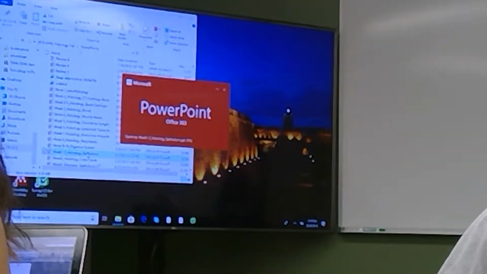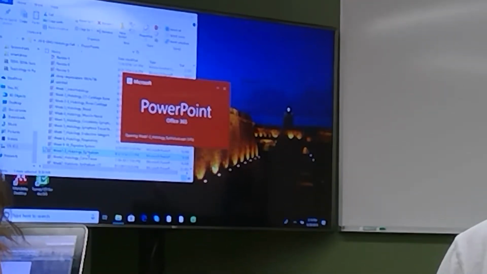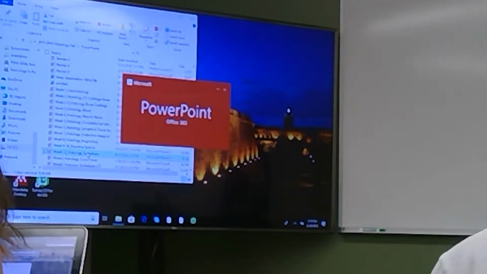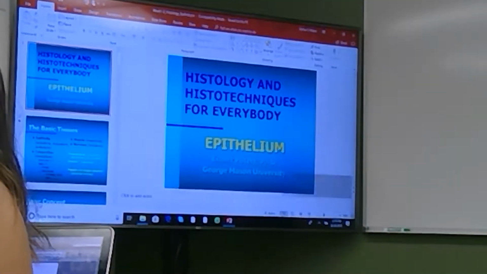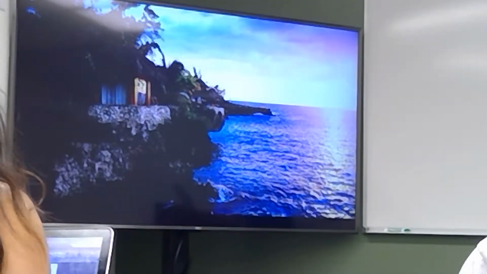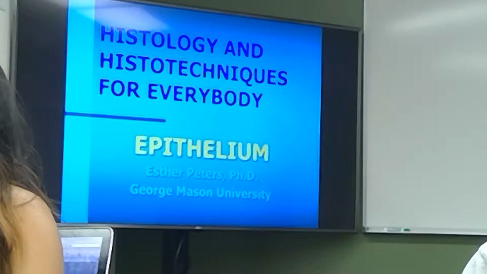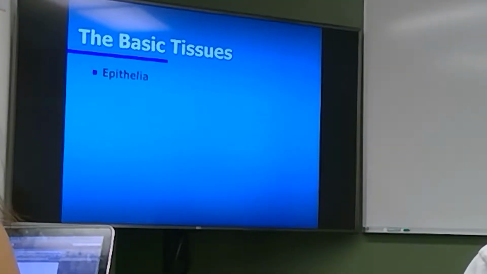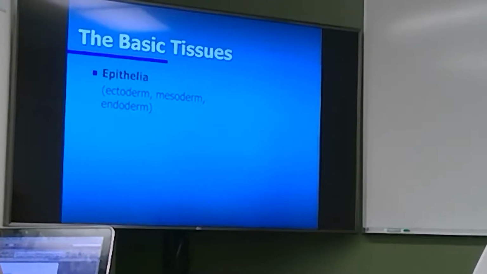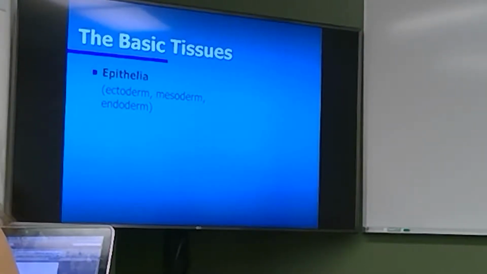So the first part of this course is to introduce you to four basic tissues. You will be asked this again. And these four basic tissues include epithelia. So epithelia includes, that's the plural form of the word, and these are sheets of cells, and we'll see, that cover surfaces of the body. They may be derived from the embryonic germ cell layers of either ectoderm, mesoderm, or endoderm.